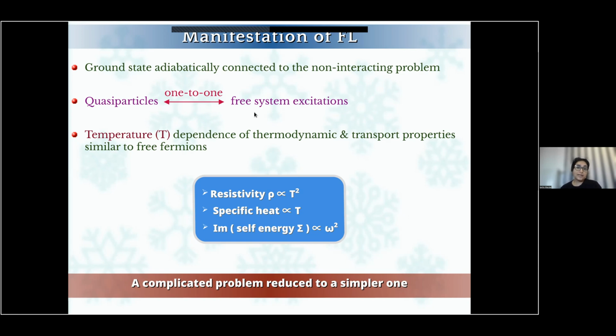Finally, if we theoretically compute using this Fermi liquid theory, or experimentally observe, the temperature dependence of various thermodynamic and transport properties, then these also turn out to be very similar to those of free fermions. For example, the resistivity rho goes as T squared, the specific heat is linear in T, and the imaginary part of the self-energy sigma, which includes all the correlations of the system, goes as energy omega squared. So thanks to Landau's Fermi liquid theory, what seemed to be a complicated problem due to the presence of interactions has been reduced to a simpler one.